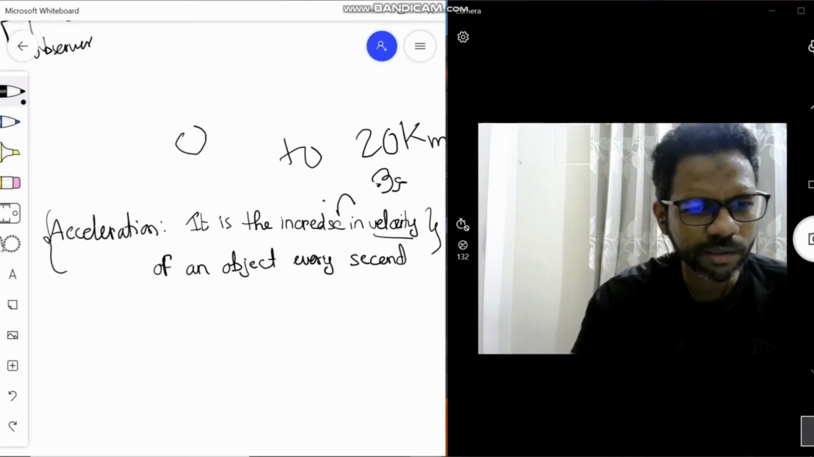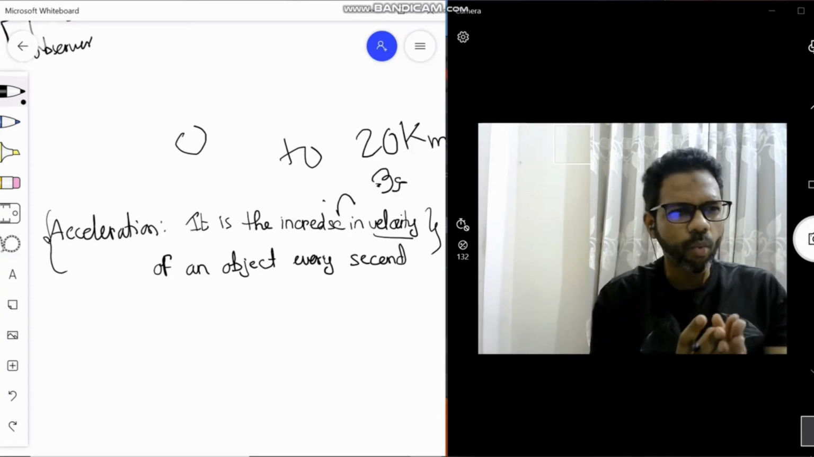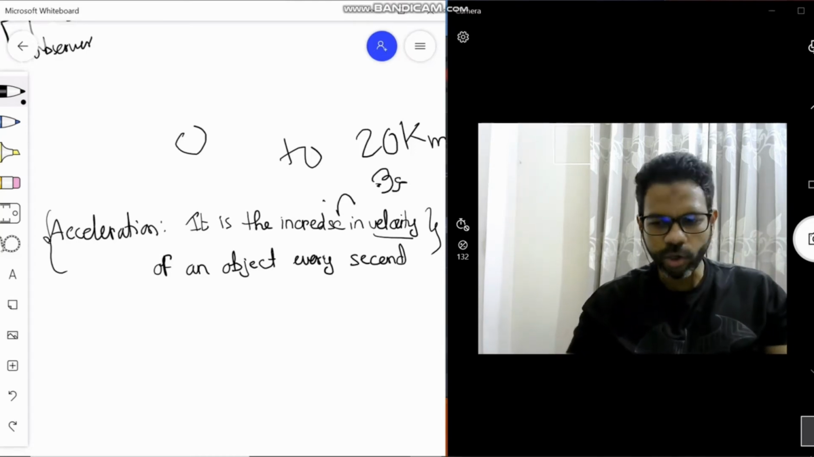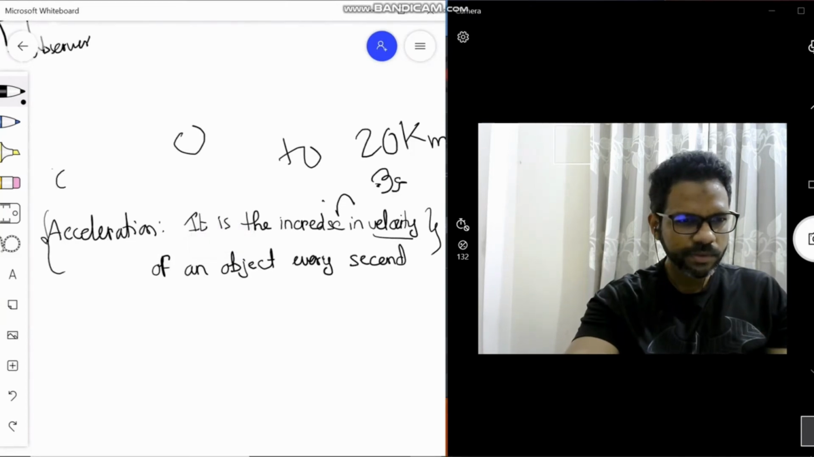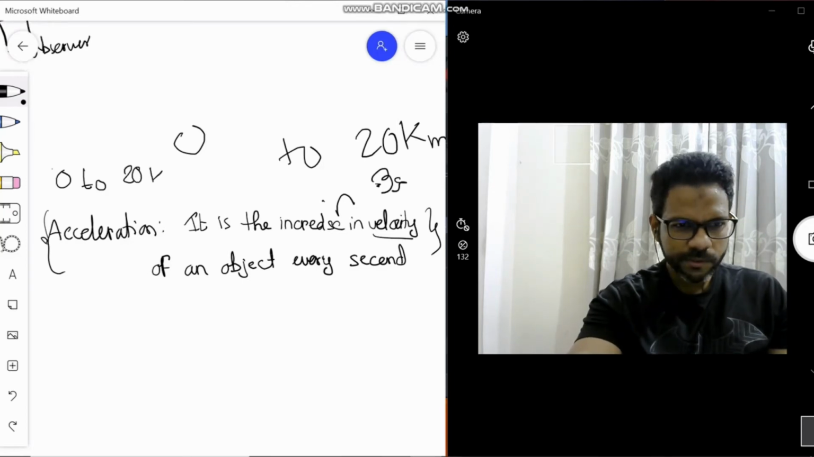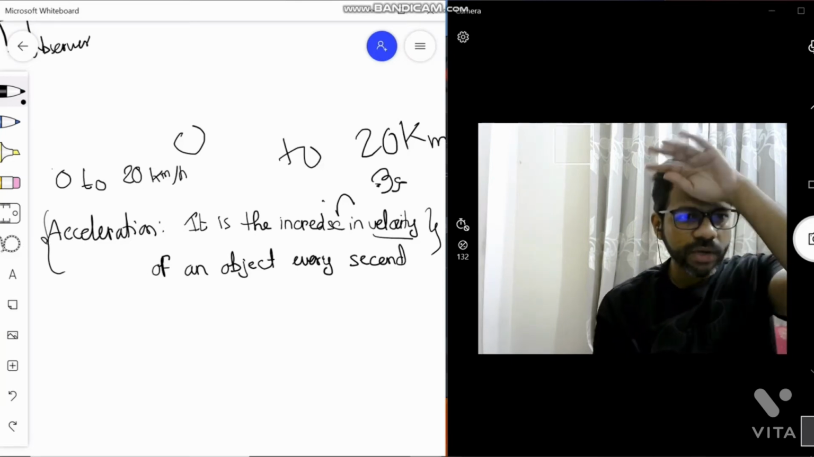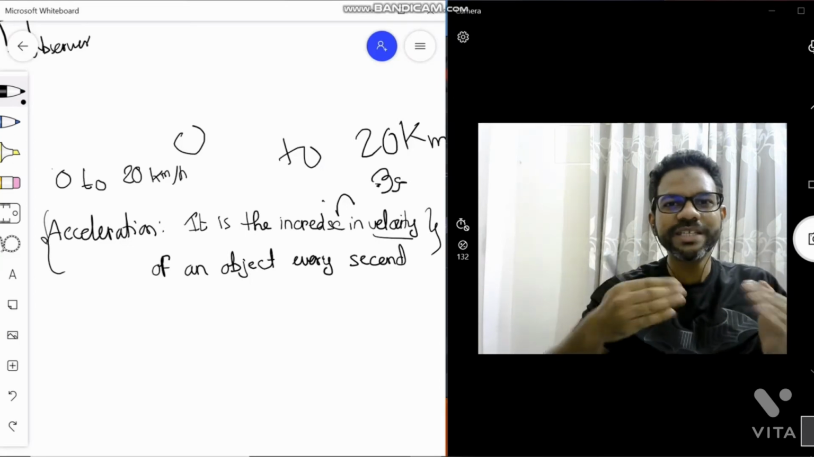Excuse my handwriting here. So if it travels from 0 to 20 kilometers per hour in 3 seconds or 4 seconds, why is it important? What does it actually mean? This speed of the object, let me write it here again, it's traveling at 0 to 20 kilometers per hour in a certain time, in 2 seconds or 3 seconds. Okay, so this is what acceleration actually means, how fast the speed of an object can change.